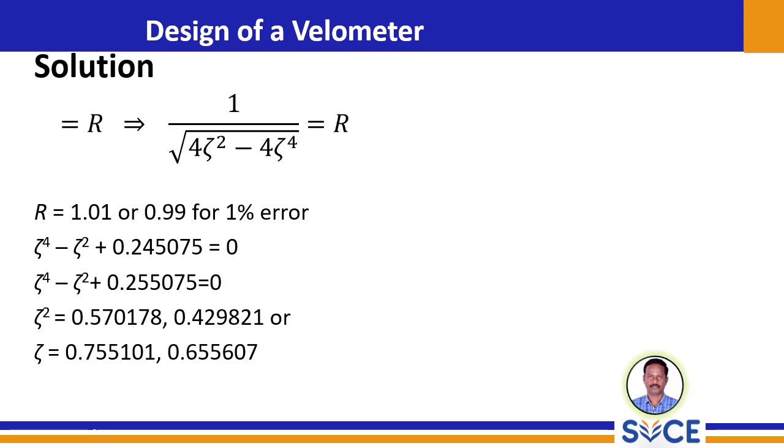So from the previous slide we got R in terms of damping ratio, and the error is given as 1% in the question itself. We are substituting this error. Then we are solving this equation in terms of damping ratio, with R substituted, and solving this quadratic equation we get two damping ratio values, as seen in the previous problem itself. So we are going to choose any one of these damping ratios to get our stiffness and the damping constant.